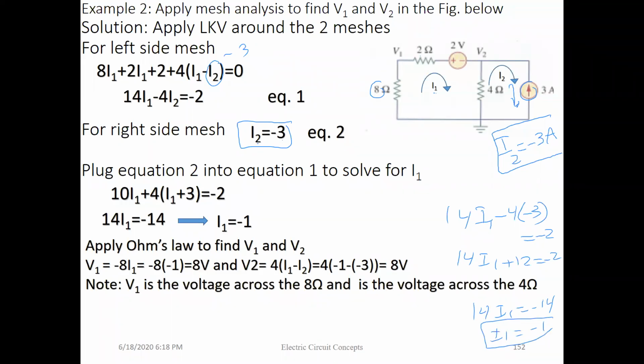Now, what is the meaning of a negative? That means our assumption of the current direction is not right. So in order to make it real, we change the direction. If we switch the direction, then the result I1 will be equal to 1. Again, the negative sign means that the current I1 should be in the opposite direction.